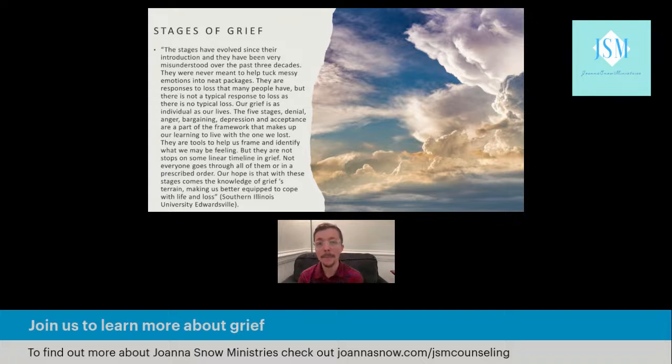They are tools to help us frame and identify what we may be feeling, but they are not stops on some linear timeline in grief. Not everyone goes through all of them or in a prescribed order. Our hope is that with these stages comes the knowledge of grief's terrain, making us better equipped to cope with life and loss.